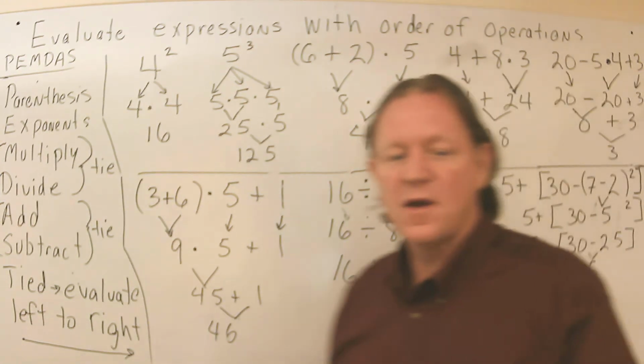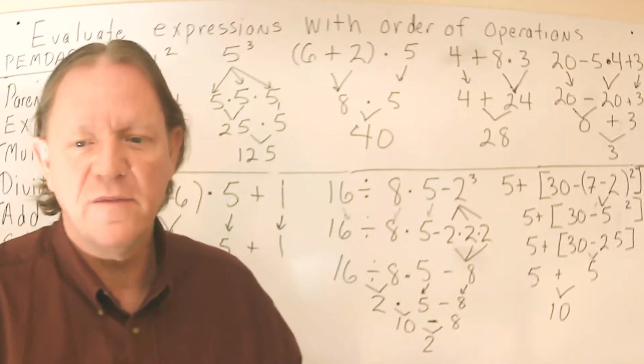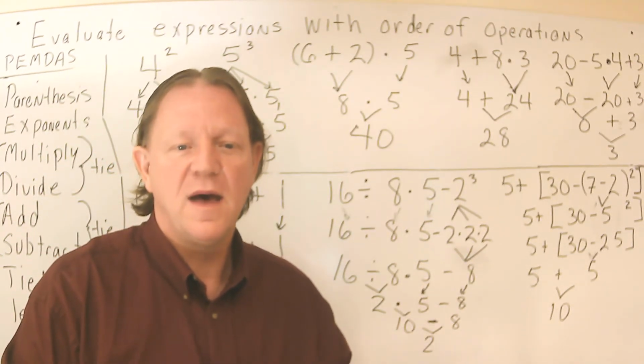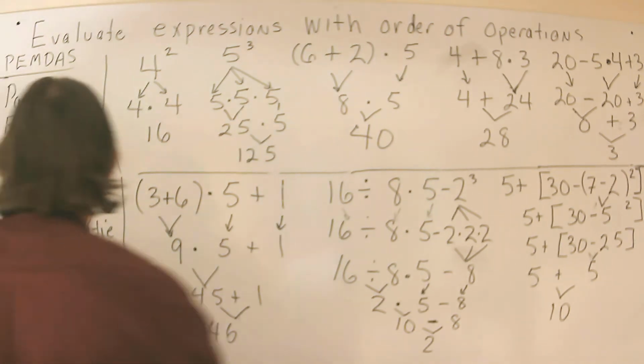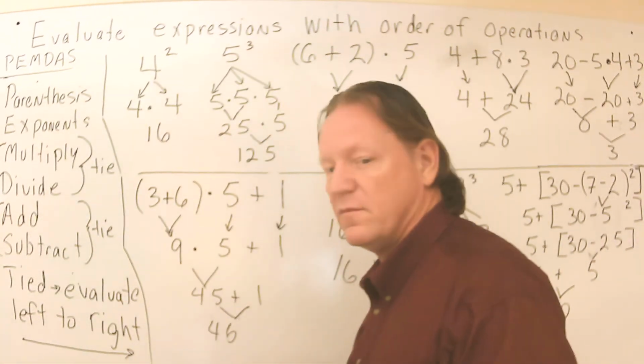So this is our set of examples, and always remember PEMDAS: parentheses first, exponents are done second, multiplication and division are done third. They're considered the same precedence. Last precedence is addition and subtraction. And when you get a tie, when you have an expression with all addition and subtraction, you're going to evaluate from left to right.